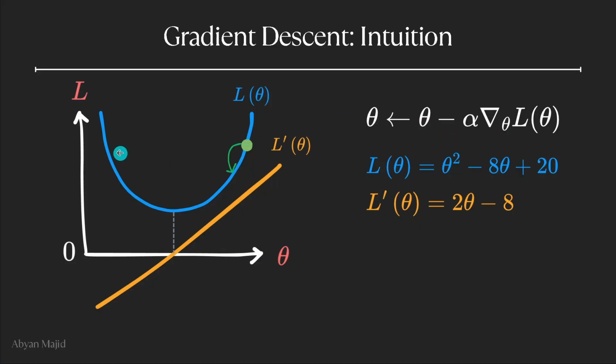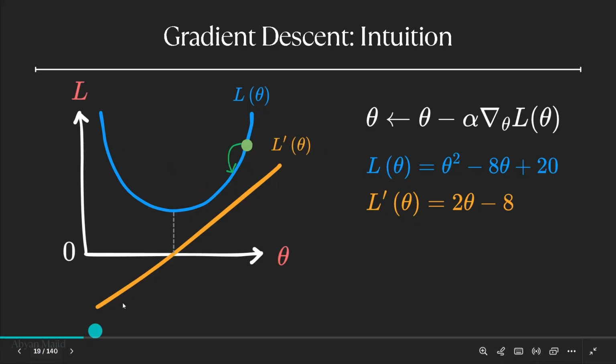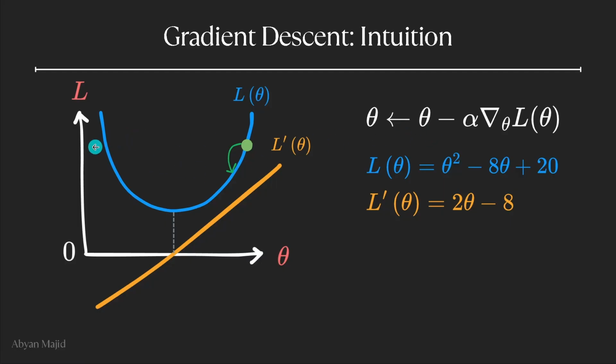But say we started over here. Well, at this point, the gradient is below the x-axis, as you can see here. It's a negative gradient, so we'll be subtracting from theta, our parameters, a negative gradient. So that becomes addition, right? So theta would be larger, and we'll be moving towards the right. So that's kind of why this formula works. And essentially, we just keep repeating that until we converge. We say that we converge towards the minimum point where the loss is minimized.